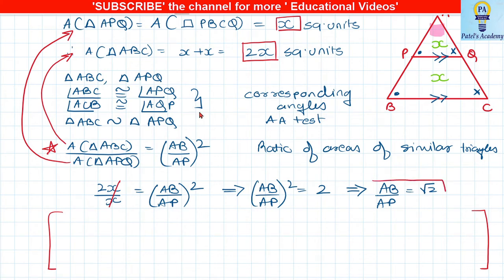AB upon AP equals root 2. Now let me write that root 2 as root 2 upon 1 so that it forms a fraction. Now if two numbers are in the ratio root 2 and 1, can I take AB as root 2y and AP as 1y, or only y?